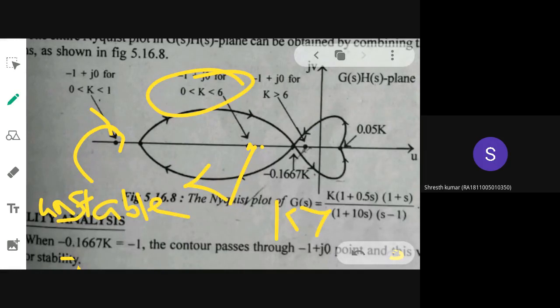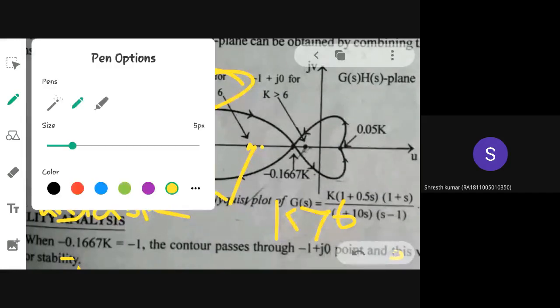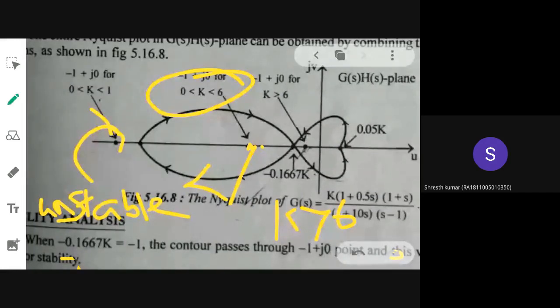Suppose we choose k greater than 6, another value. Then the crossing point is somewhere over here, as they have pointed. Again, you mark a pencil line, but in this case the nature of the encirclement is anti-clockwise. And you are getting one encirclement, so n is equal to 1. So p should also be equal to 1 in the right half.